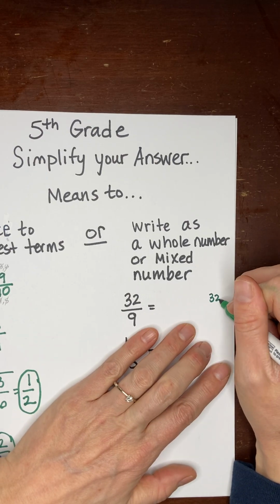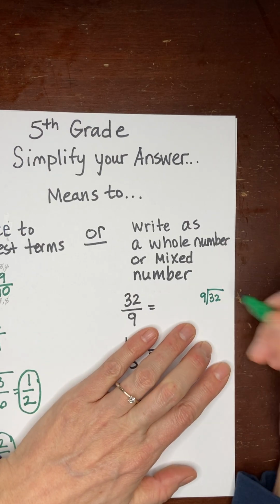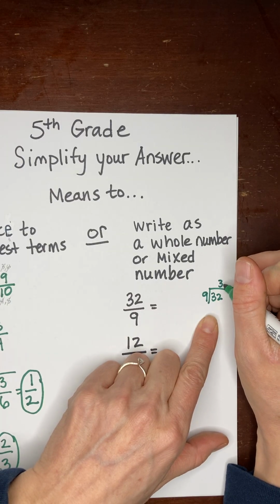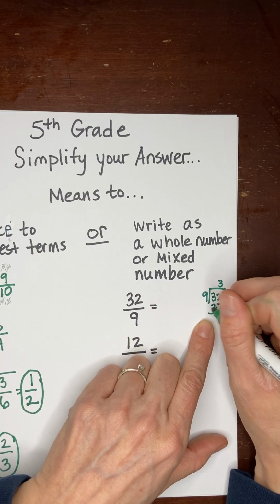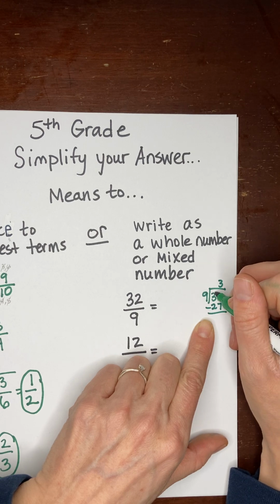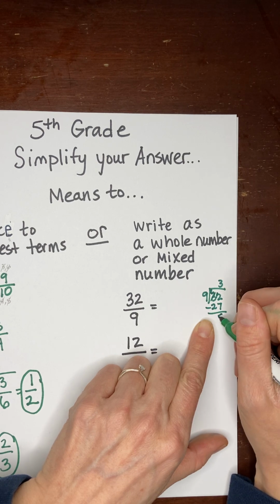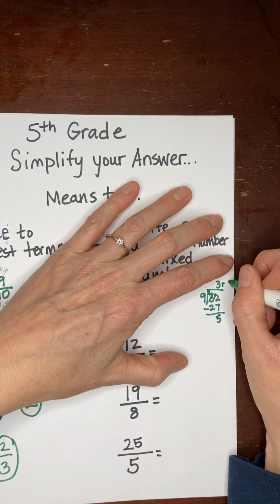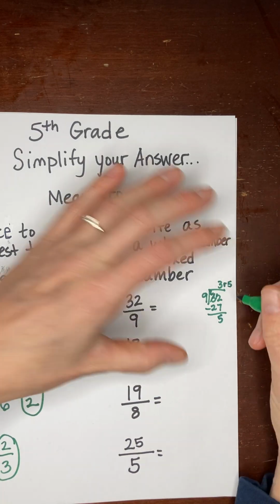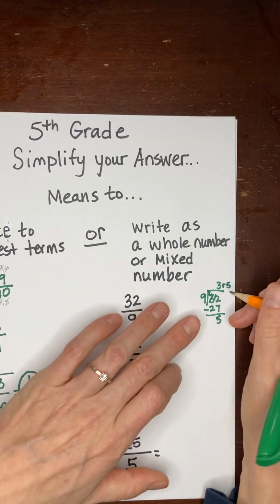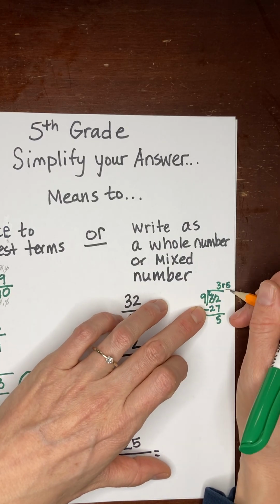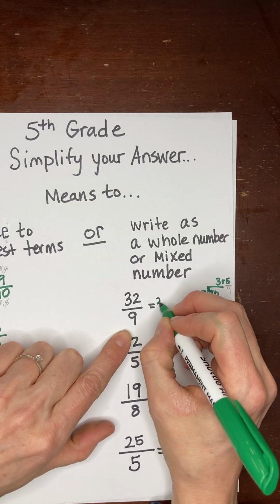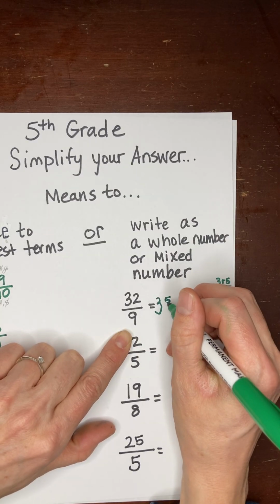Okay, 32 goes in the house. 9 goes outside. 9 can't go into 3, but it can go into 32 3 times. 9 times 3 is 27. And if I subtract, there's going to be 5 left over. Okay, so remainder 5. Now our little hack is we're going to take that remainder and put it over the divisor, which is 9. Okay, and that tells me that my answer is 3 5/9.